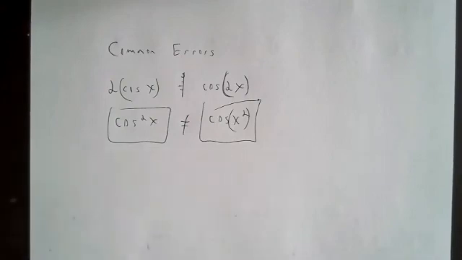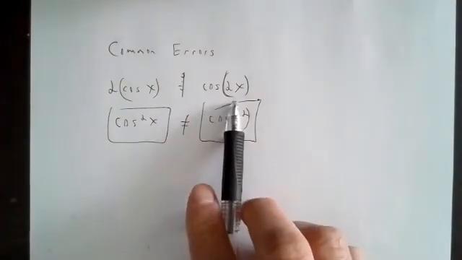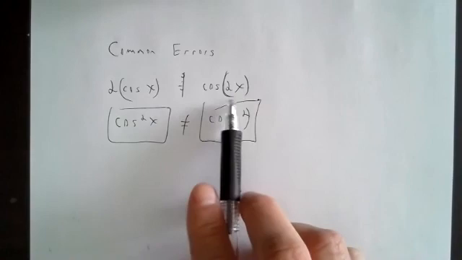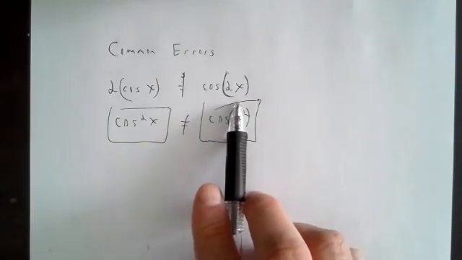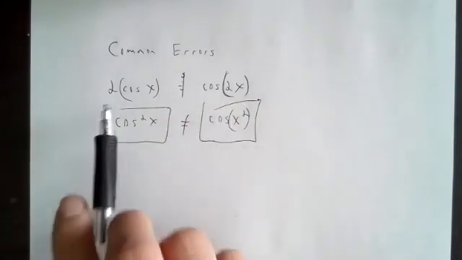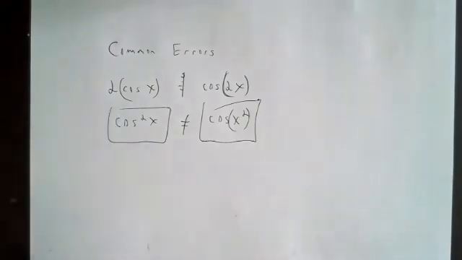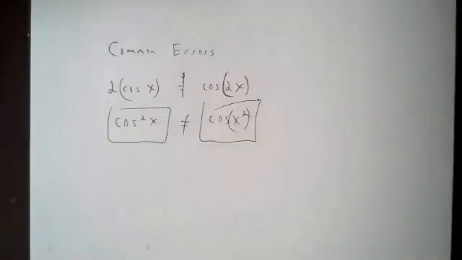So just be aware because we're going to be seeing a lot of these in the future where we have the cosine of 2x or the sine of 2x or the tangent of 2x, and it is not the same thing as having the 2 in front. So just want to give you a heads up about that.